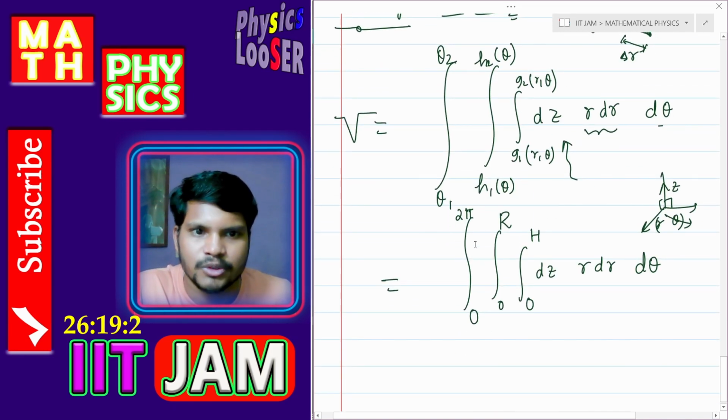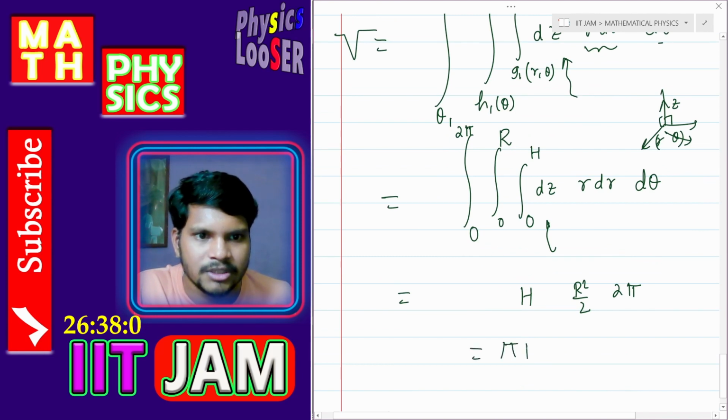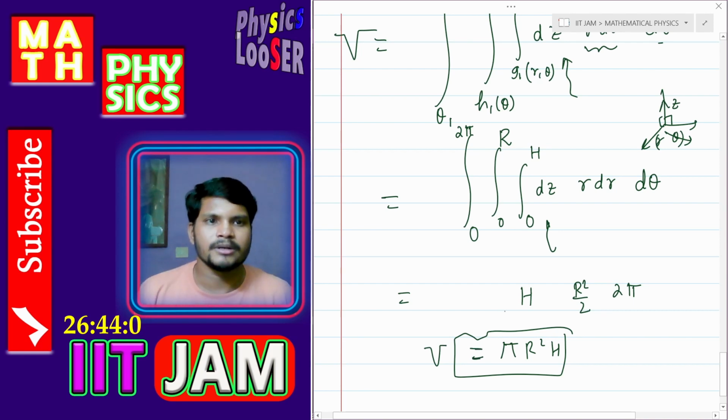So it's going from 0 to 2 pi. So this is how we are going to take everything. First of all, I'm going to do the integral like this. dz would be h minus 0, which is h, and then r square by 2. So I can just write here r square by 2, and then theta would become 2 pi minus 0, which is 2 pi. The 2 gets cancelled. So this is pi r square h.